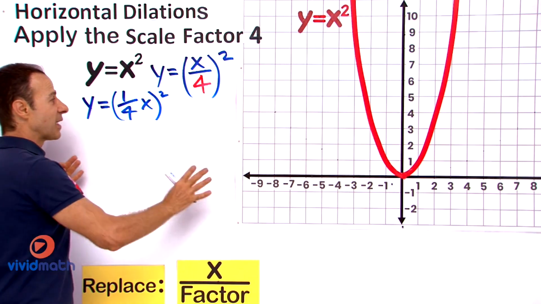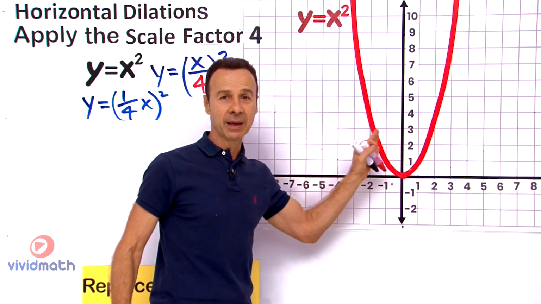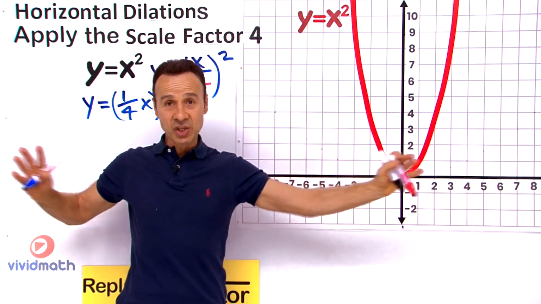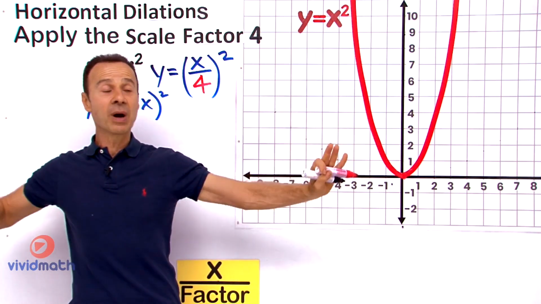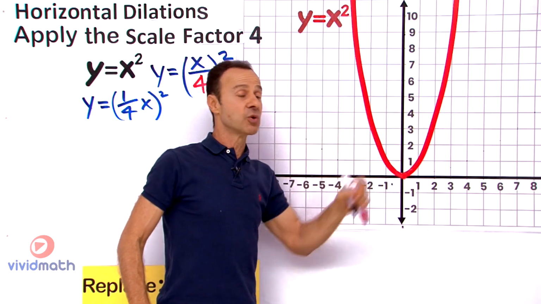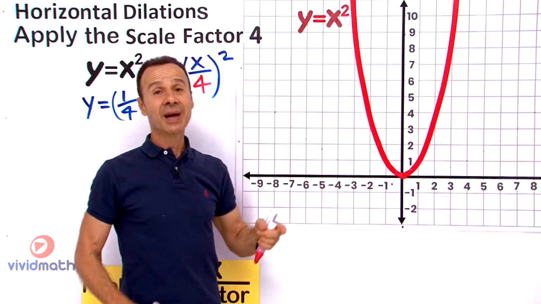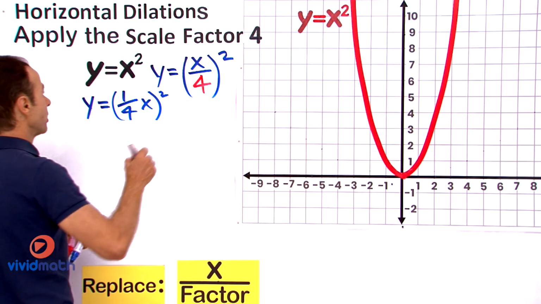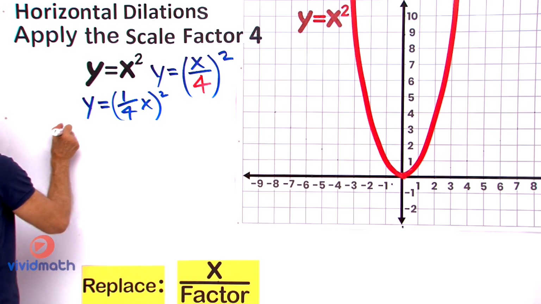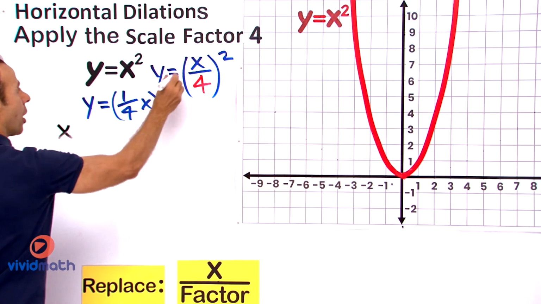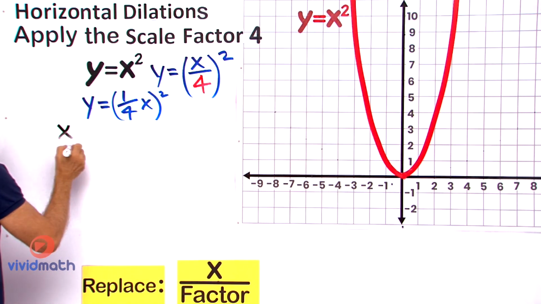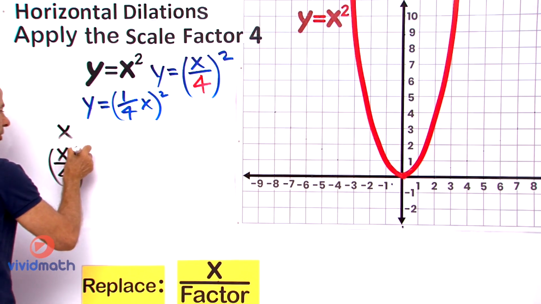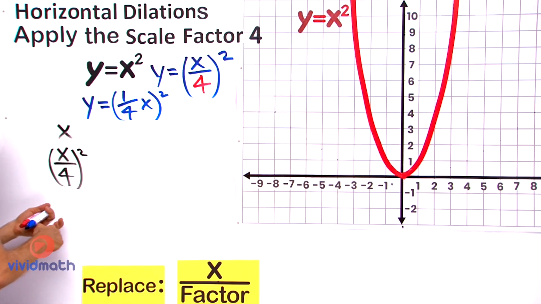Now, we're going to draw a table of values so we can see what it looks like up here. Mind you, because it's a factor of 4, we know it's going to be stretched, not compressed. It's going to be further away from the y-axis than the original parent function, y equals x squared. So the table is going to involve an x value, and y equals x over 4, all in brackets, all squared.